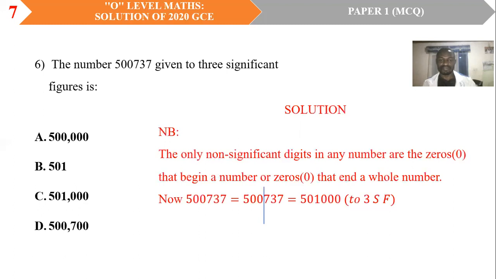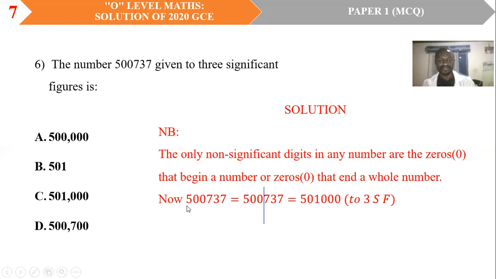But don't be confused, please. When zeros end a decimal number, a fractional decimal number, those zeros are significant. This is not the case. Okay, now 500737. In this number, every digit here is significant because there is a leading digit and there is an end digit, which is a non-zero.